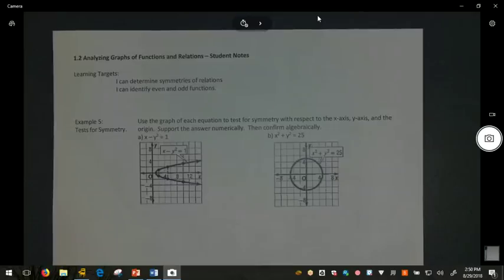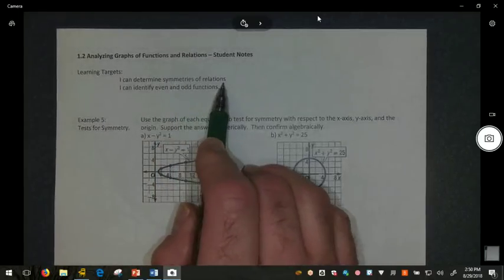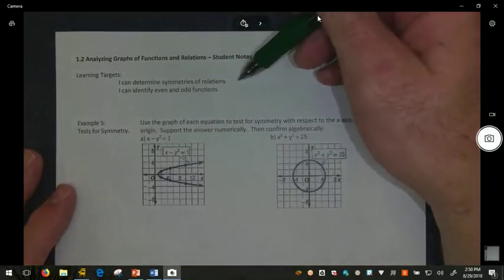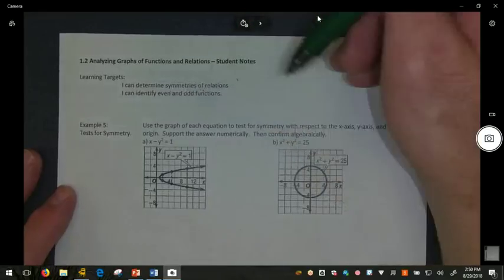Much of this section was covered in the summer packet, but some key concepts that we're not covering were determining the symmetry or types of symmetry of relations, and there can be those types of symmetry for some functions as well, and identifying even and odd functions.